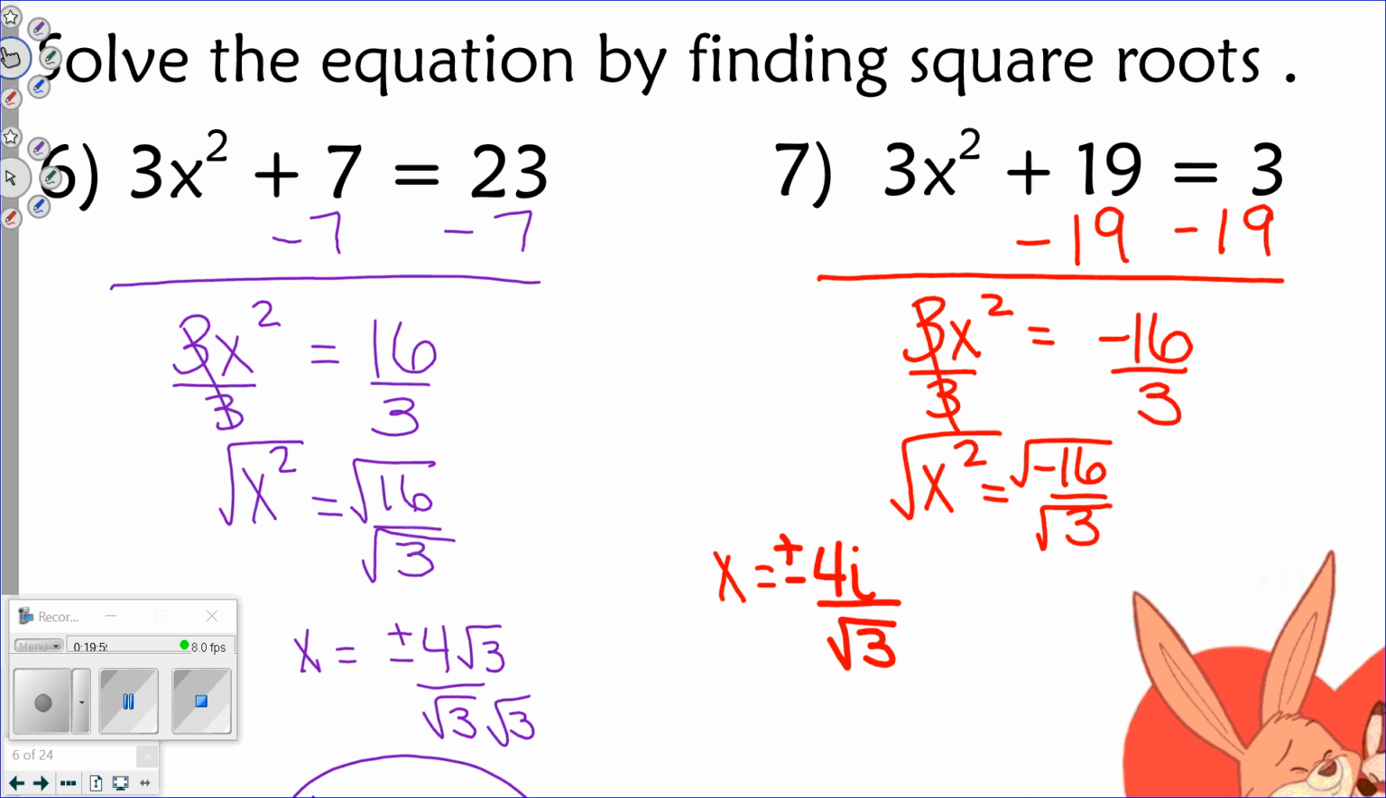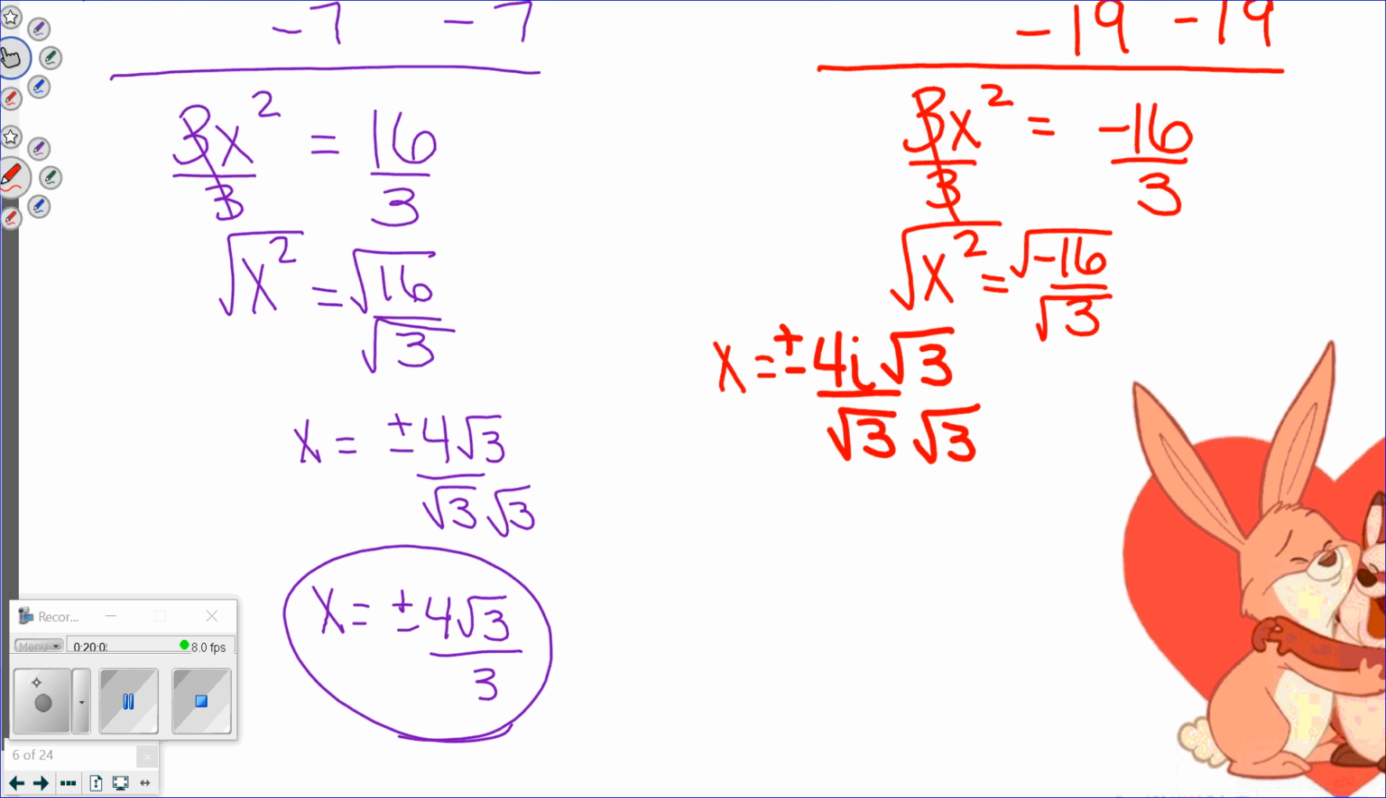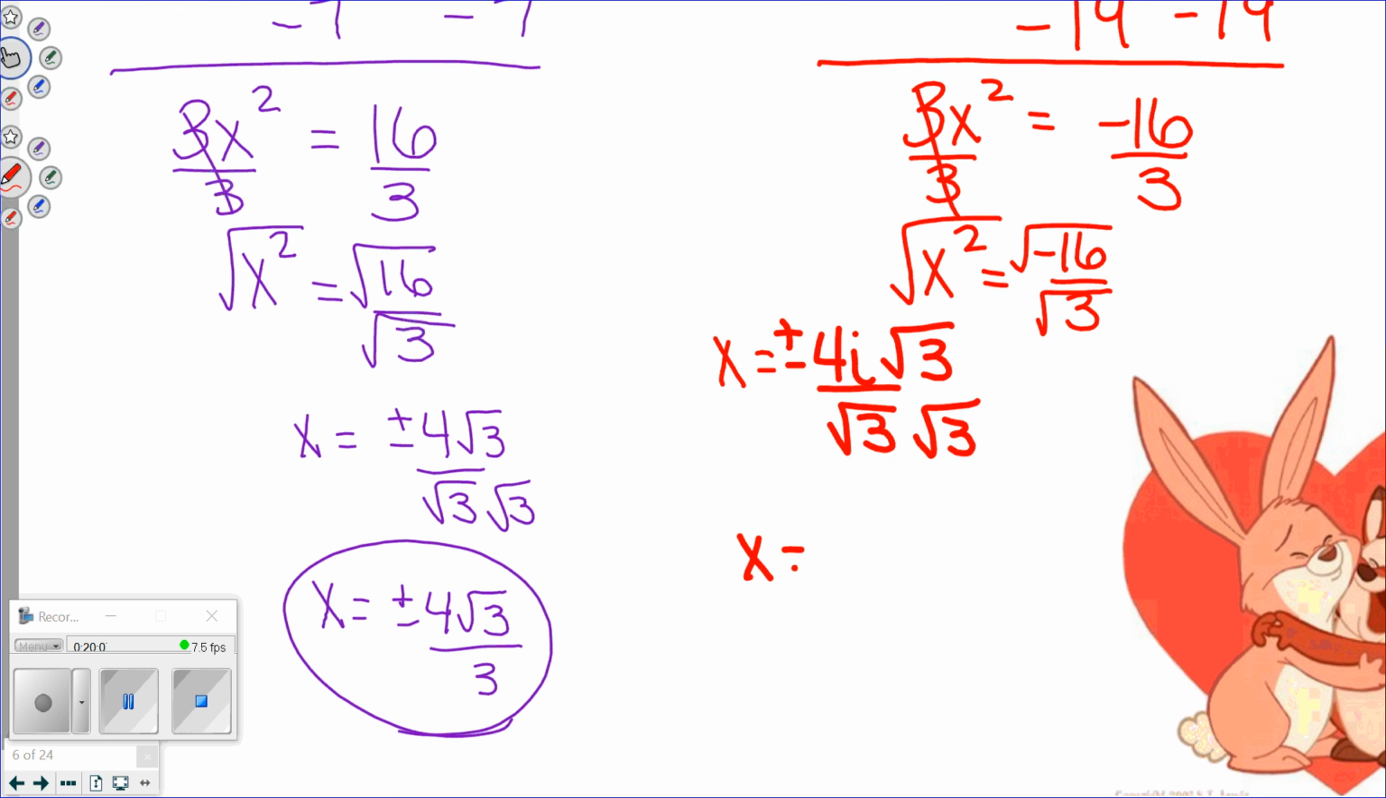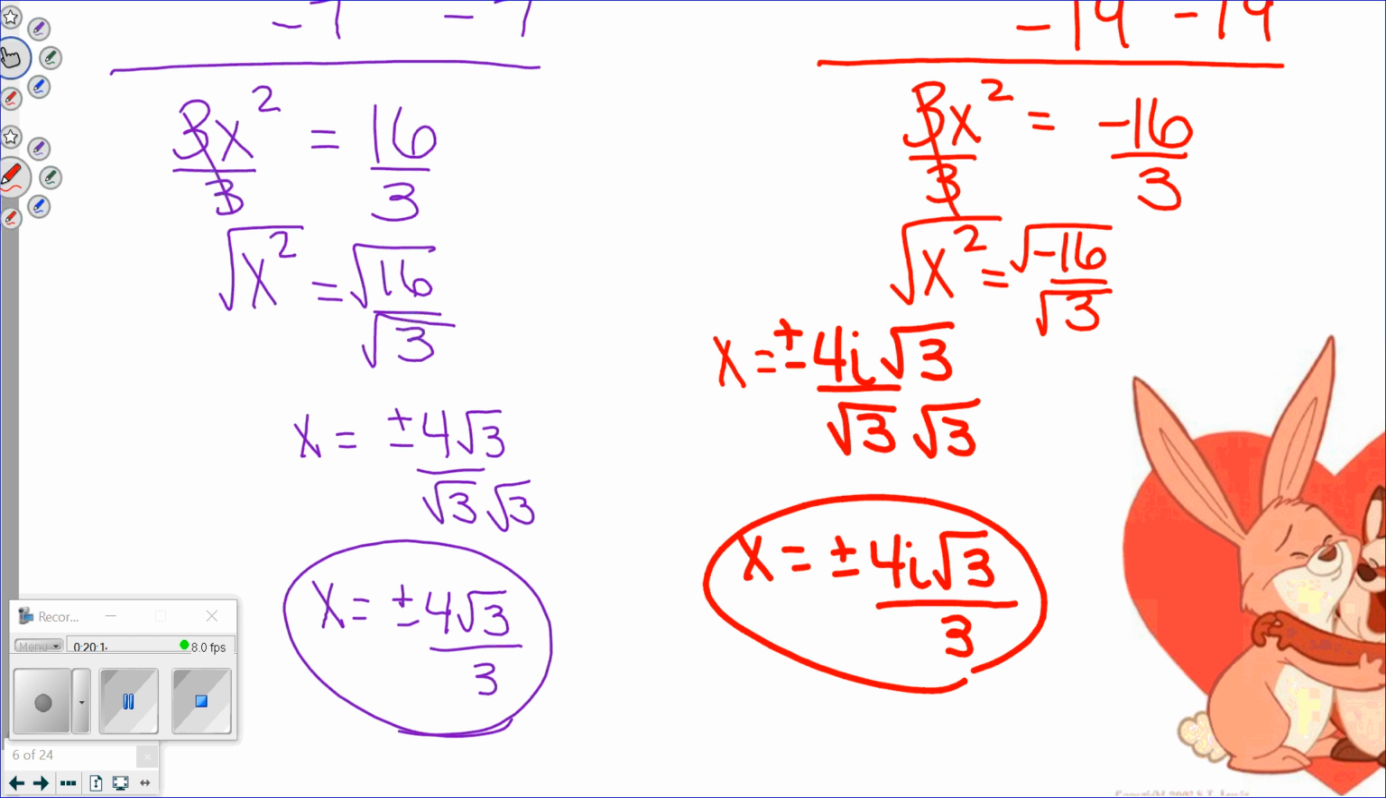No, I just needed to move that. Then we multiply top and bottom by radical 3. Plus or minus 4i radical 3 over 3.